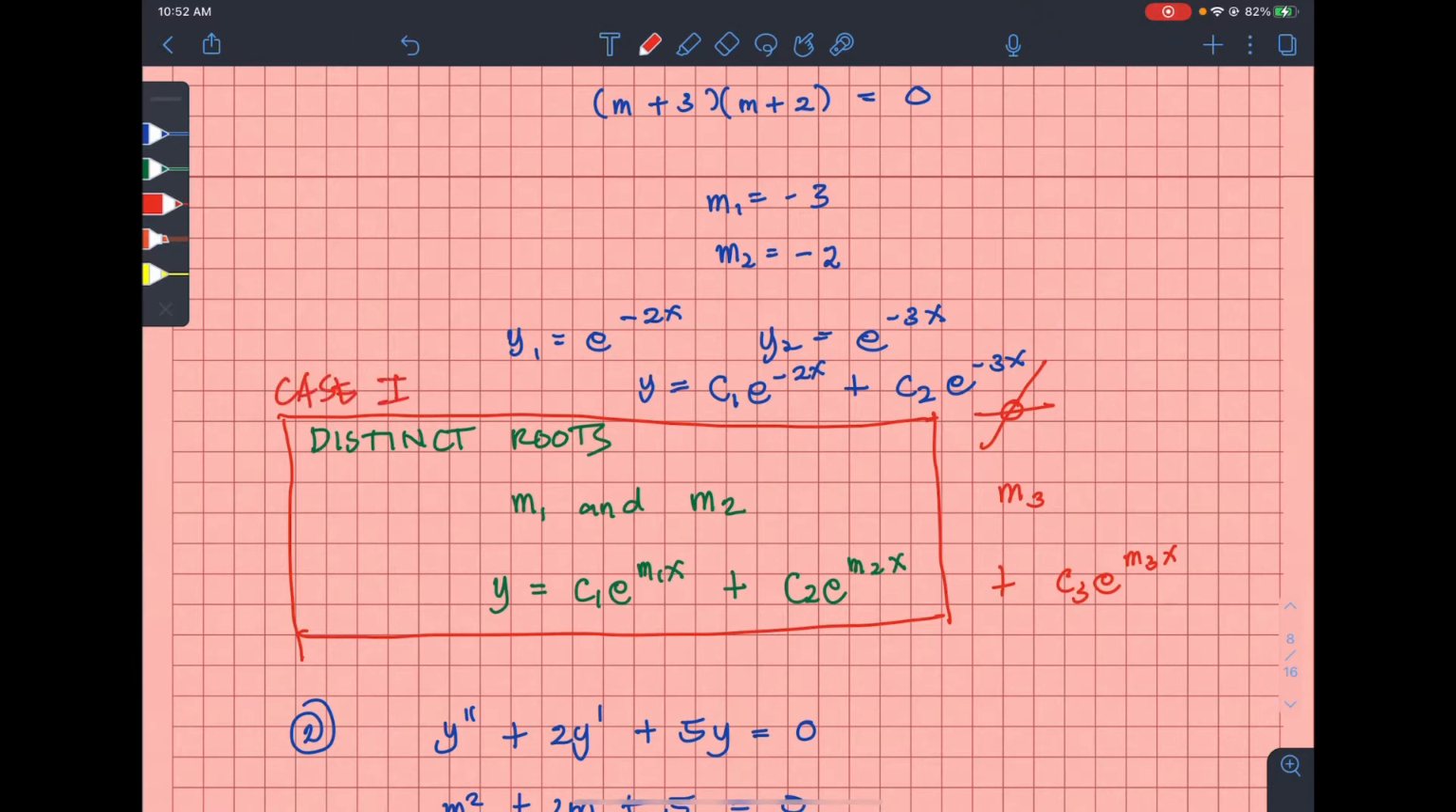Okay, so case number 1, that would be the distinct roots. For the distinct roots, that means the roots are not the same. Even though they are the same in numerical value, if they are of opposite sign, that would still be considered as distinct roots. So distinct roots means there is a difference between M1 and M2. So that is our first case.